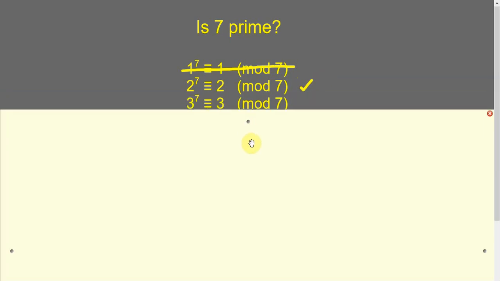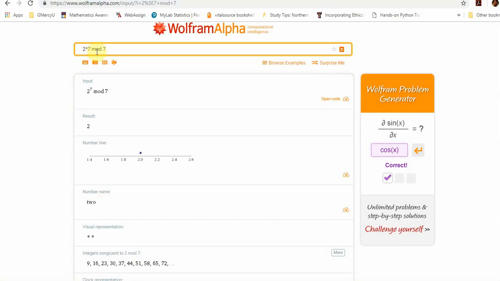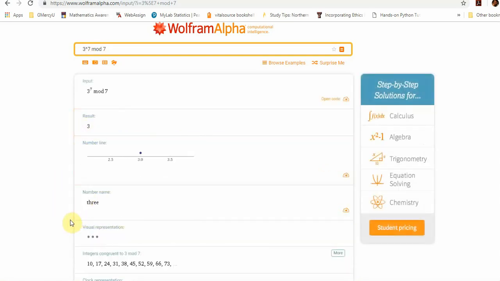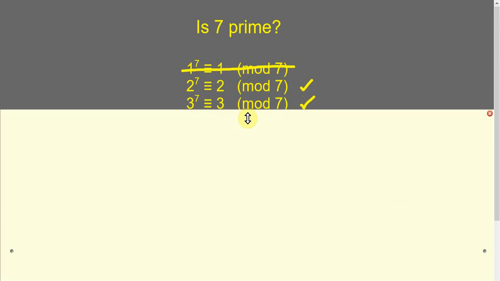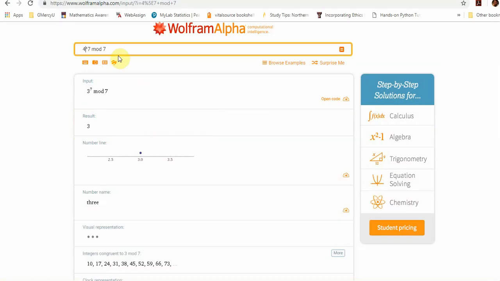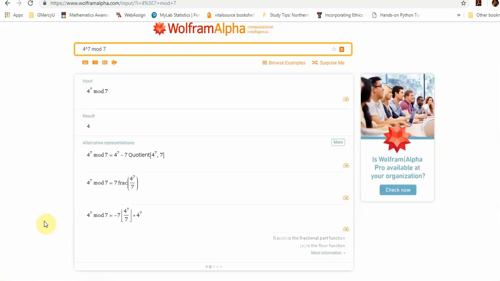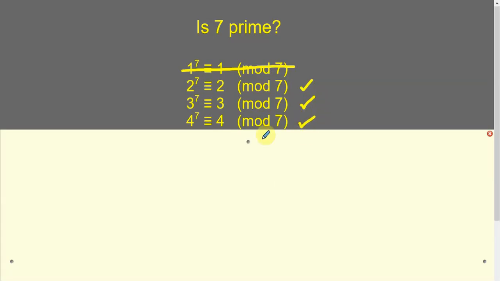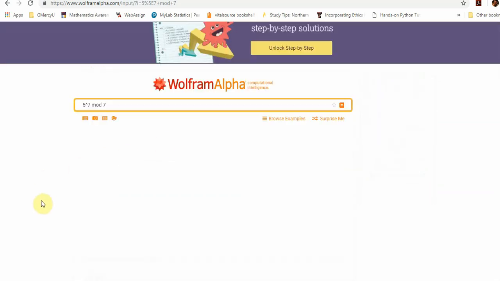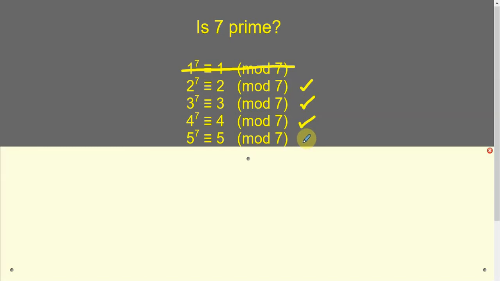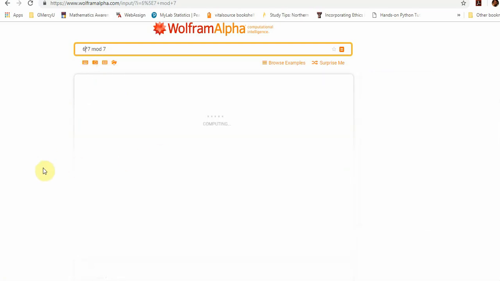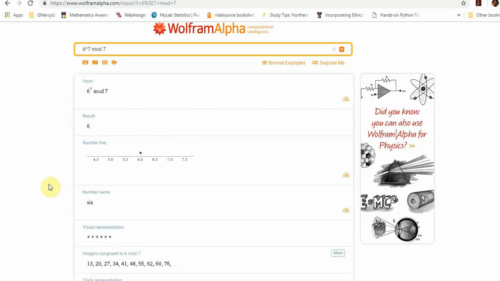3 to the 7, is that congruent to 3 mod 7? Yes, it is. Letting Wolfram Alpha do all our heavy lifting here. 4 to the 7, is that congruent to 4? Yes. 5 to the 7, is that congruent to 5? Yes. 6 to the 7 mod 7, is that congruent to 6? Yes.